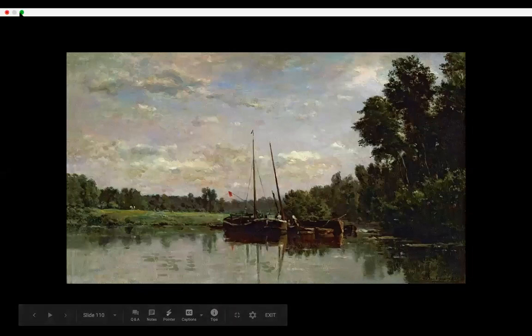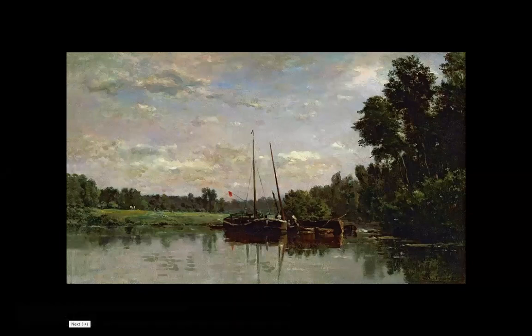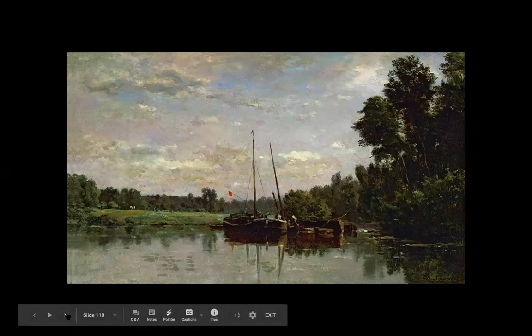This is a French painter, Daubigny, and he was a part of a series of French painters who started to go outside to paint. And they too influenced the Impressionists, who often painted outdoors.